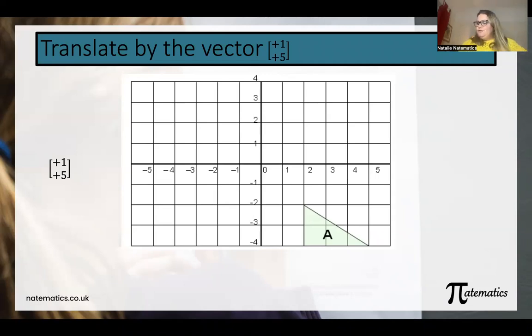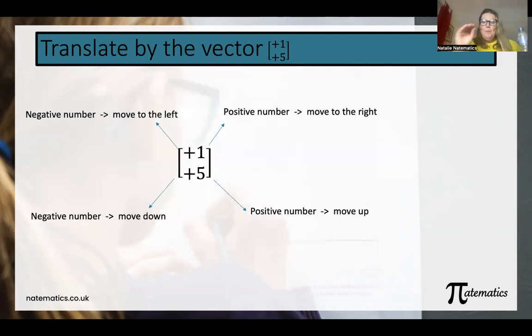Now, a translation. Translate by the vector 1, 5. Now, obviously, hopefully for most of you, this will be revision. I know a couple of you may never have seen this before. So when we translate a shape, what we also have to give is what the vector is. And that vector is, and I'm going to show you now, how much it's moved on the x-axis, which is the first number, and how much it's moved on the y-axis, which is the second number.